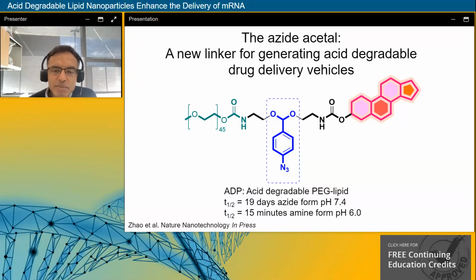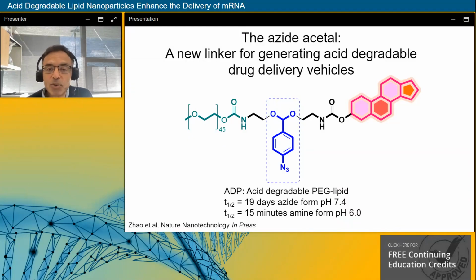The idea is that you can formulate LNPs with it, and once you've made these LNPs, then you mix your LNPs with DTT. DTT reduces that azide to an amine, and now it has a half-life of 15 minutes at pH 6.0, which is the endosomal pH. So we've now managed to make a linker that's stable enough to do multi-step synthesis and also formulate LNPs, but also rapidly hydrolyzes in endosomes.